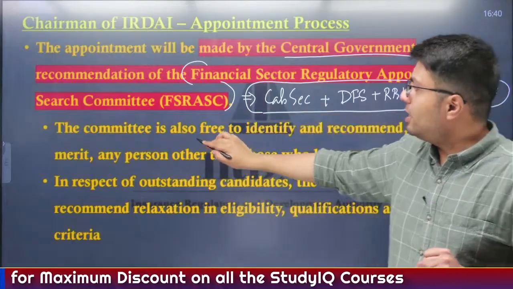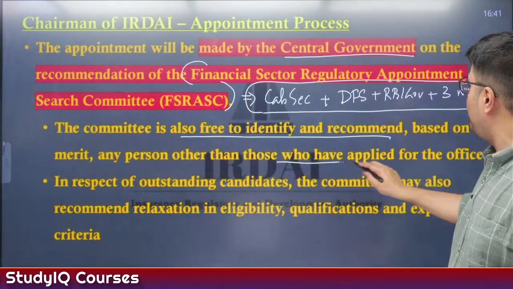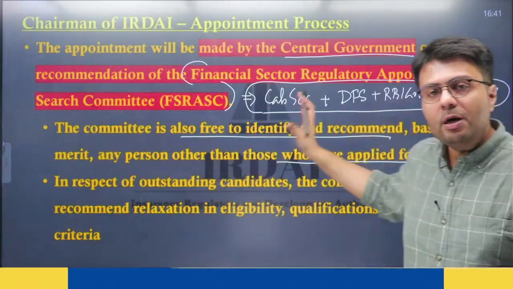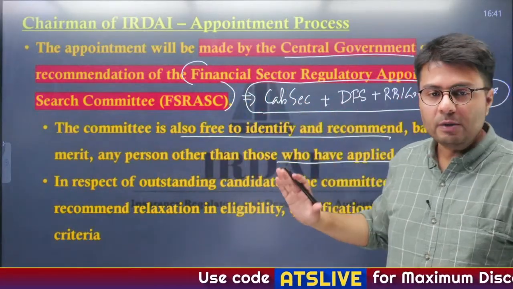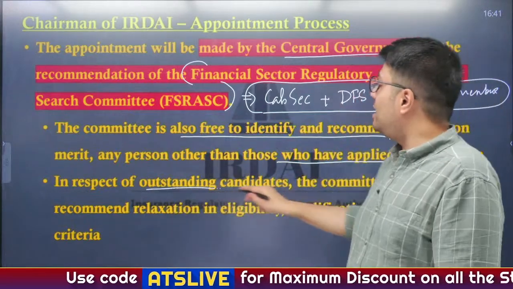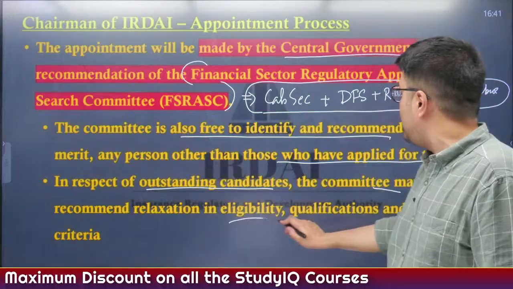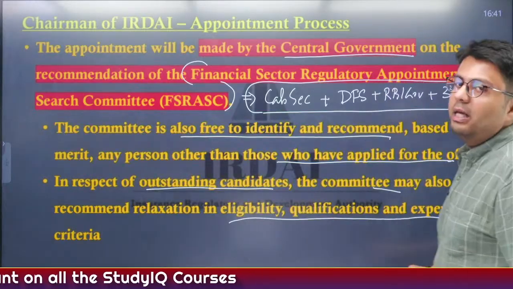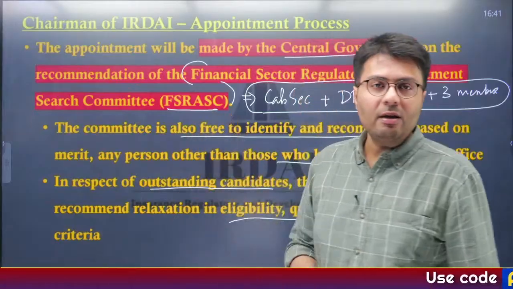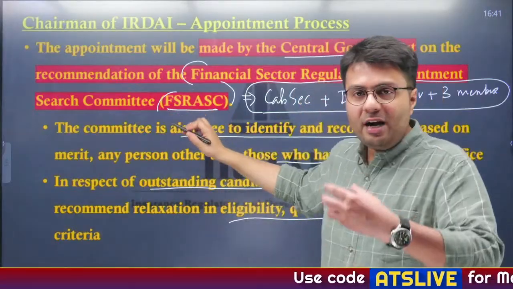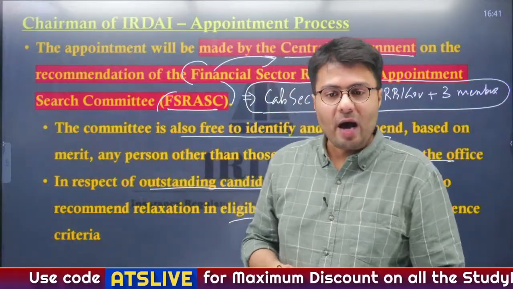Now this committee is free to identify and recommend any person based on merit, even those who have not applied for the office. Persons who have not applied can be called by the FSRARC and interviewed. In case an outstanding candidate emerges, the committee may also recommend relaxation in the eligibility, qualification and experience criteria. So ultimately the appointing process rests with FSRARC. They will provide a few names and the government will appoint one of them as the chairperson of IRDAI.